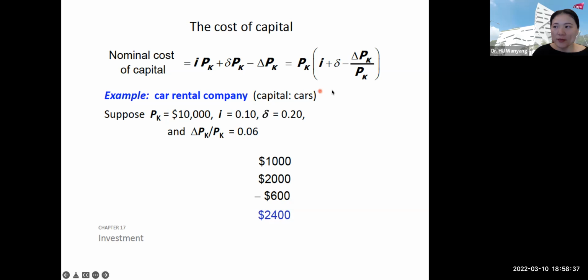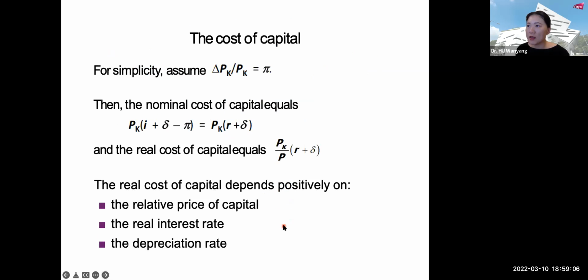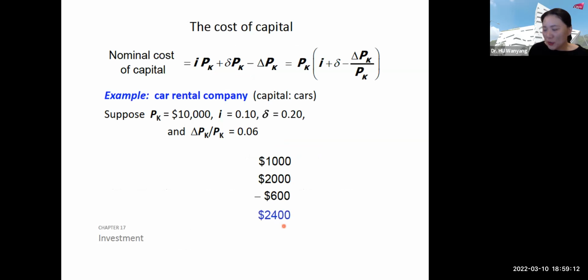Using this formula, we have the interest loss. We multiply 10,000 by 10%, so we get the interest loss, which is $1,000. Then we have the depreciation loss, and then we have the capital loss. We add them up, and then we have the cost of the capital. Let's make some further manipulation of this formula.